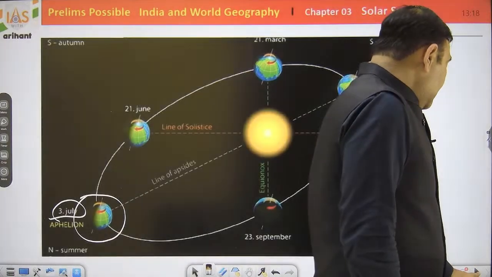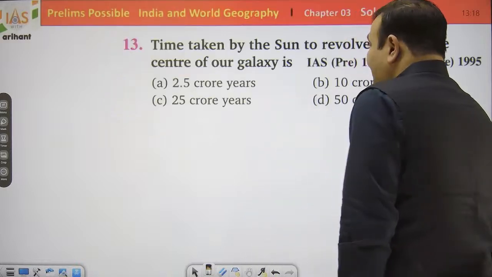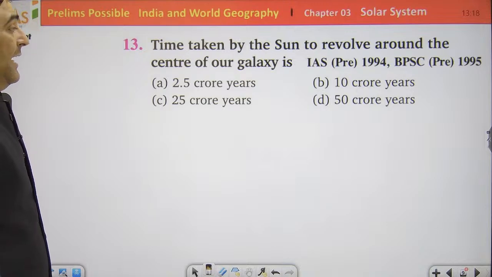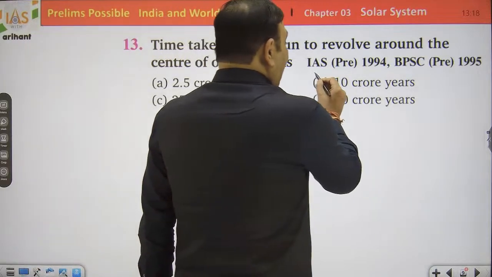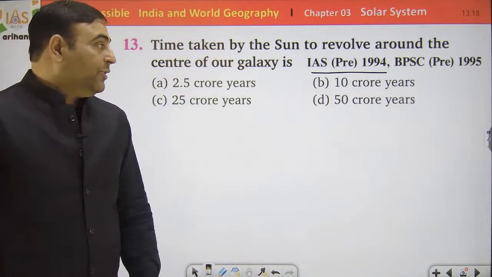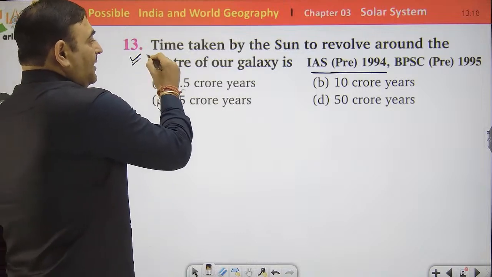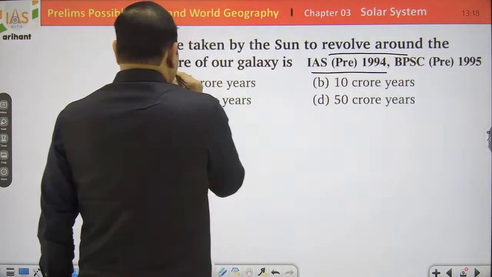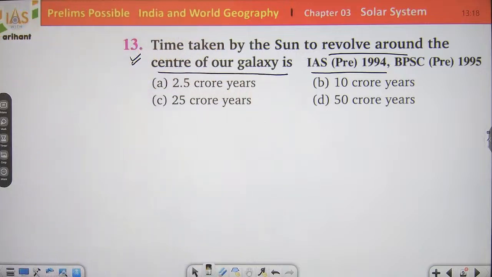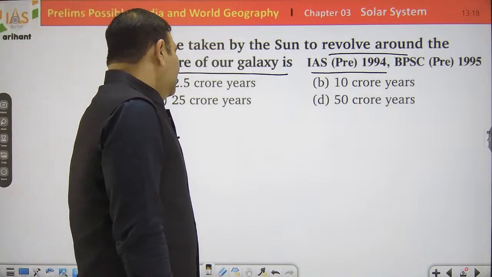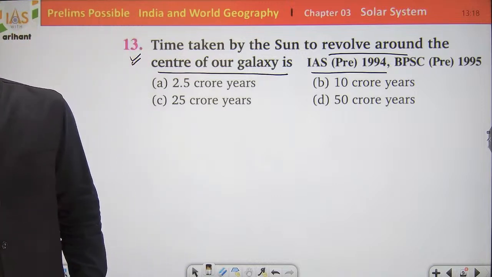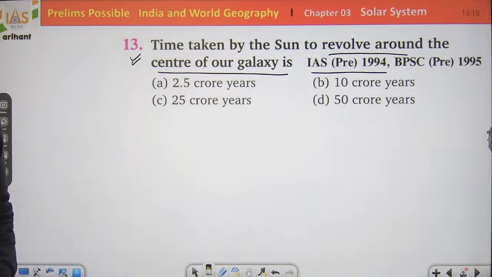We come forward to the next question. The time taken by the sun to revolve around the center of our galaxy is the question asked in IAS Prelims 1994 and the BPSC Prelims 1995. The options are 2.5 crore years, 25 crore years, 10 crore years or 50 crore years. Just see to it.